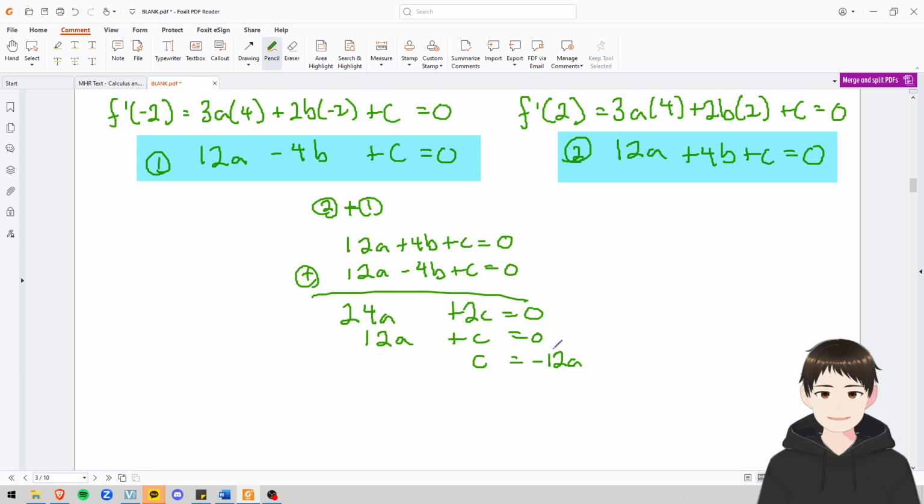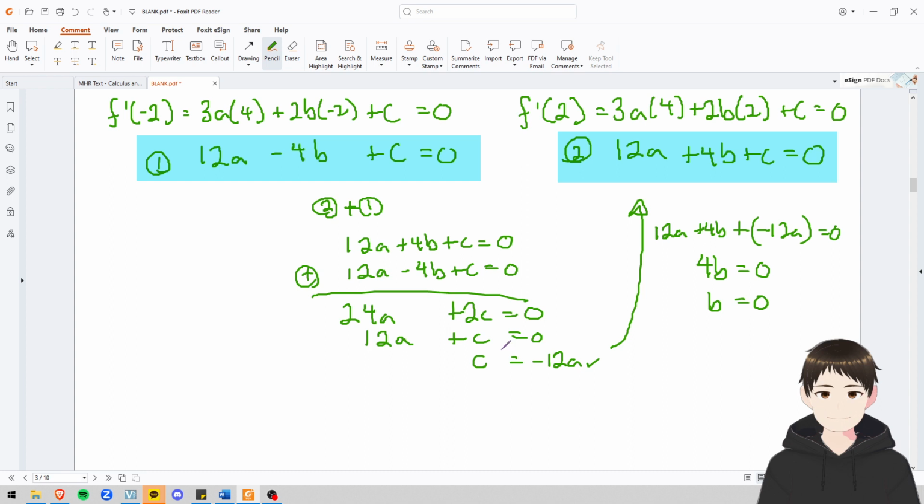If C is a proportion of A and we bring it back to any of these equations, you learn something about B. So because I'm here, let's plug it in. We have 12A plus 4B plus C, negative 12A equals 0. 12A, negative 12A, they cancel out. 4B equals 0. That means B is 0. Nice. Okay, so we have B equals 0. C is a proportion of A. And we move on. I'm going to highlight this part right here in green because that's one of my answers.